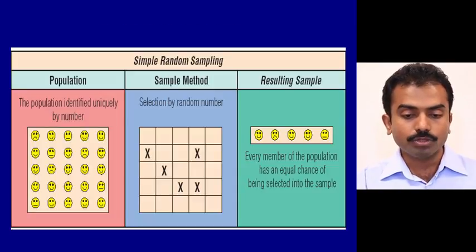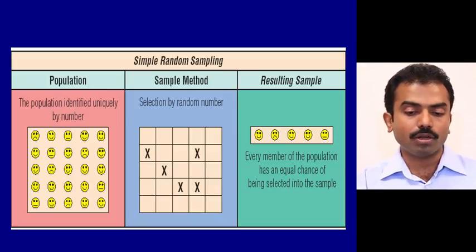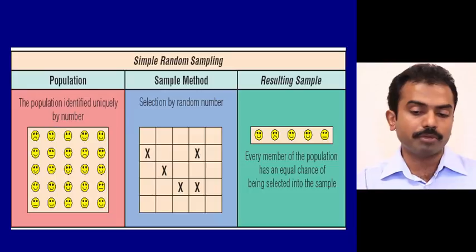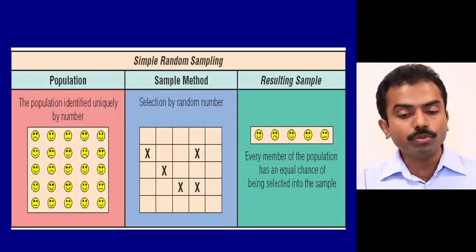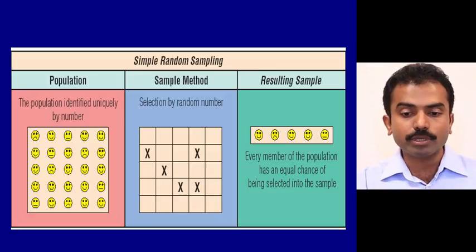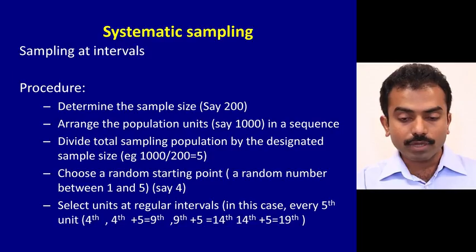For example, you have this population here, identified uniquely by some kind of number, and then you pick a lottery. Either take a lottery or take a lot and select your sample size. Maybe 5 is our sample size here, or you can use something called random number tables and pick randomly. So each and every unit in this population has an equal chance of getting into the sample. That is simple random sampling. Let's look at the next one.